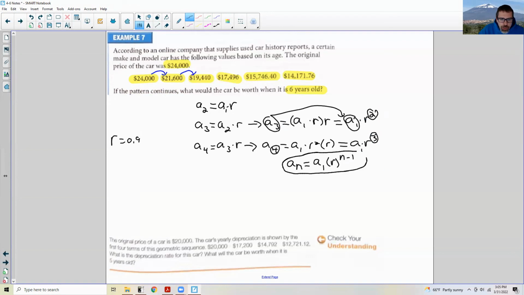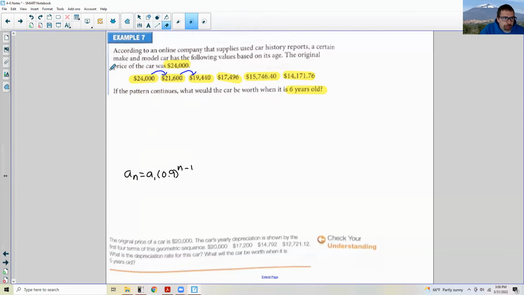So this is the geometric sequence equation, and we know R is 0.9. If the pattern continues, we're going to substitute this in. We say a sub n equals a sub 1 times 0.9 to the n minus 1. All right, let me just get all this out of the way now that we've formulated it. I know my R is 0.9, so let's simplify it to a sub n equals a sub 1 times R to the n minus 1. So we're now finally coming together and answering this question.